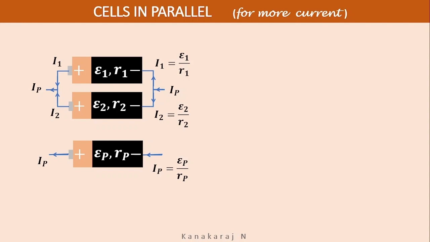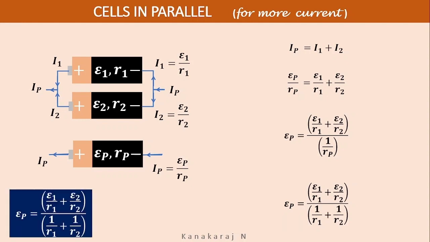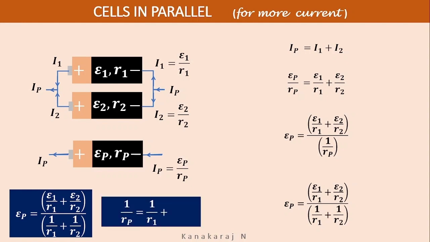Let us go for a simple Kirchhoff's first law. The total outgoing current equals total incoming current. So IP equals I1 plus I2. Let us replace IP by epsilon P by Rp and I1 by epsilon 1 by R1 and I2 by epsilon 2 by R2. In this equation, let us take 1 by Rp to the right hand side. So epsilon P equals epsilon 1 by R1 plus epsilon 2 by R2 whole divided by 1 by Rp. Epsilon P equals epsilon 1 by R1 plus epsilon 2 by R2 whole divided by 1 by R1 plus 1 by R2. This is nothing but 1 by Rp. So let us write these 2 equations once again here.